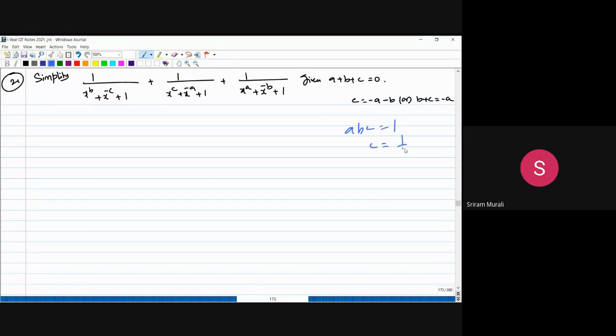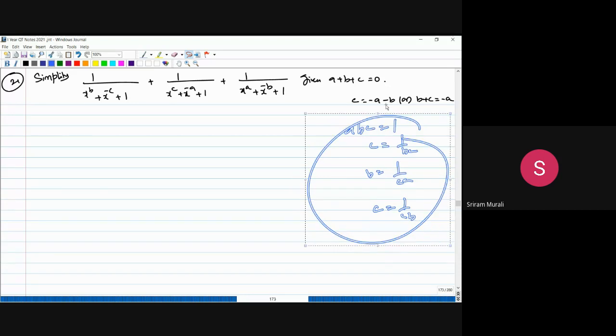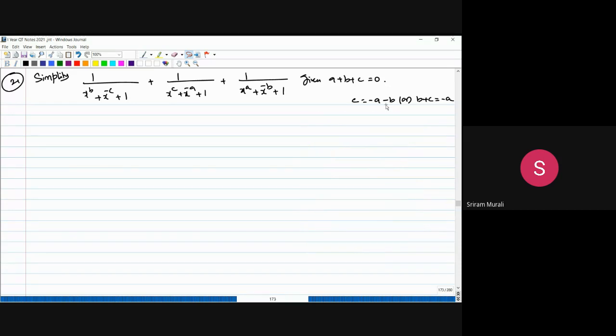I wrote C as 1 by AB. Or you can take B as 1 by CA or C as 1 by AB. The same way, you take this: A plus B plus C is equal to 0. If you want, you can take C as A minus B. Or any one can be expressed in terms of the other two. So I take C as A minus B.